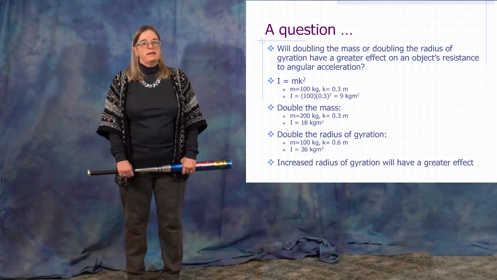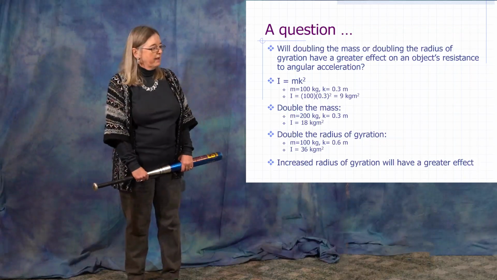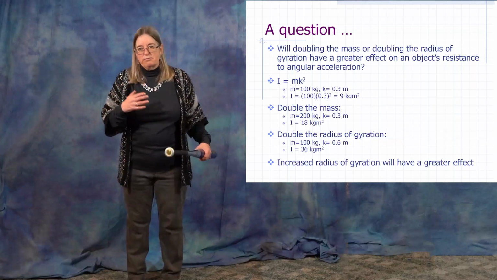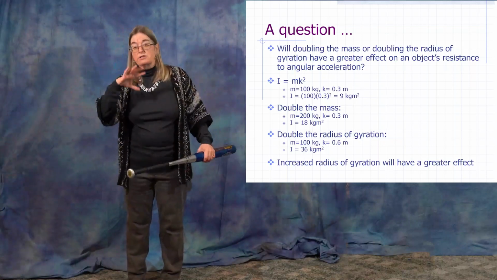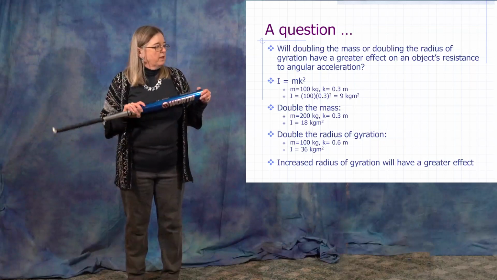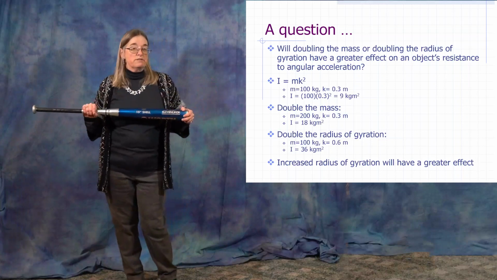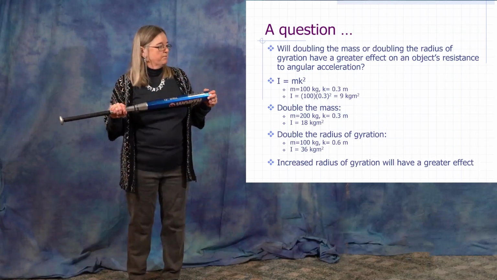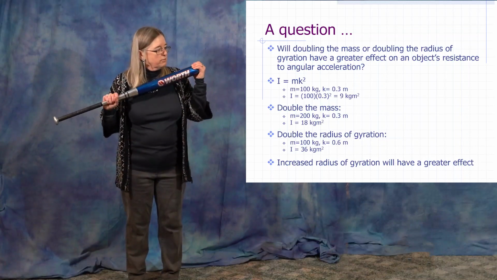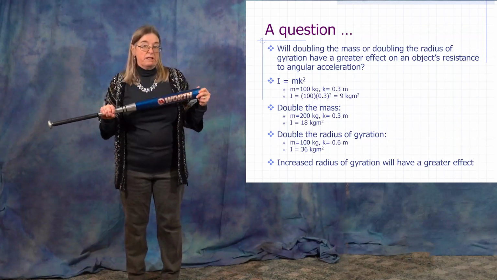So, just a typical type of question where we are calculating that radius of gyration and some of the effects of mass and distribution of mass, how that affects things. Let's just look at it. If we have an object which has a mass of 100 kilograms and it has an initial radius of gyration of 0.3 meters, the moment of inertia is going to equal 100 kilograms times 0.3 meters squared, which will give us 9 kilogram meters squared.